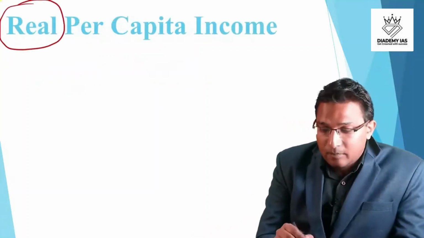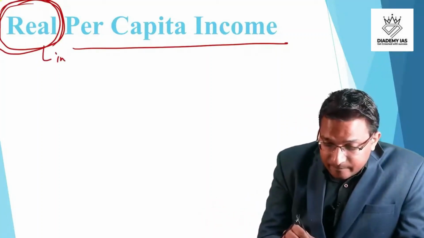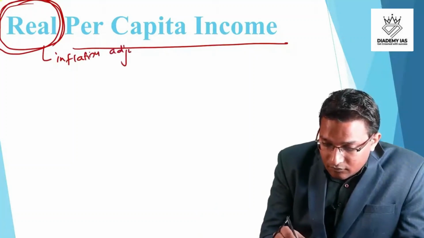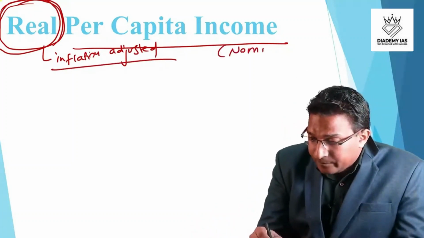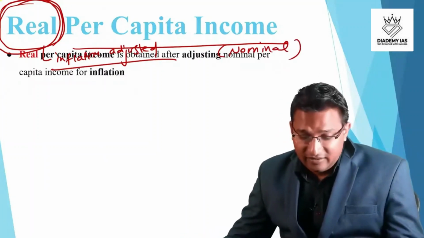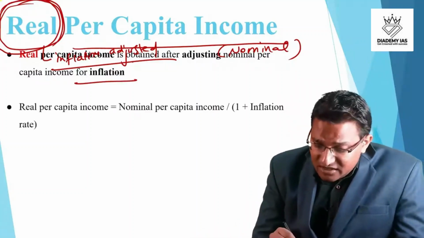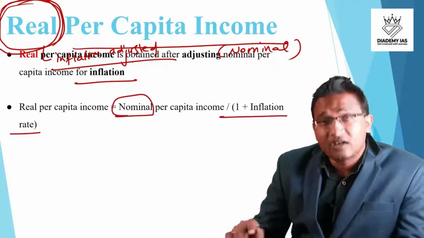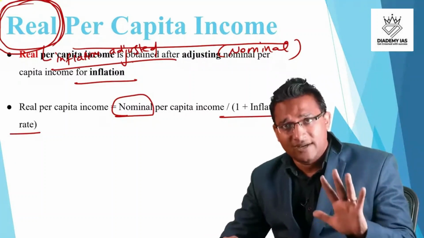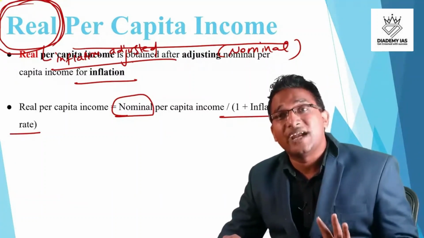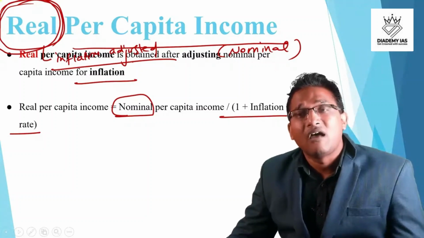There is one more term, real per capita income. What is the meaning of the term real? Real basically means inflation adjusted. When this is not inflation adjusted, then this is nominal. So how do we calculate real? Real per capita income is obtained after adjusting nominal per capita income for the inflation. Real per capita income is equal to nominal per capita income divided by 1 plus inflation rate. We will discuss the concept of real versus nominal in the upcoming slide. So don't worry. Just understand that real per capita income is the inflation adjusted per capita income. When we neutralize the impact of inflation from the per capita income, then this is the real per capita income.